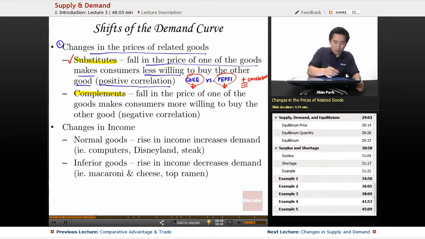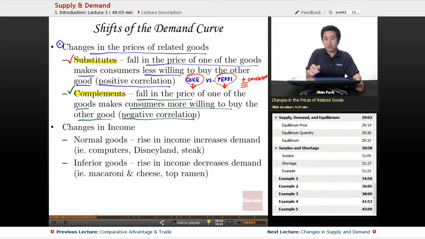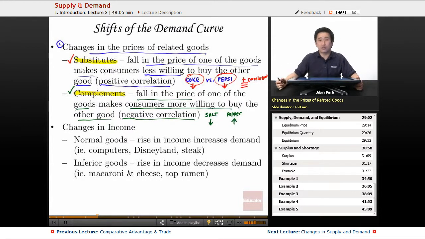And again, with complements, it works the opposite way. A fall in the price of one of the goods makes consumers more willing to buy the other good. So there's a negative correlation here. For example, salt and pepper. Let's say the price of salt goes down. What happens to the demand for pepper? Well, the demand for pepper is going to increase, right? Because they're complements. It's kind of similar to the substitute analogy, where if a student's teacher is not there, then the student is going to be pretty excited about that.